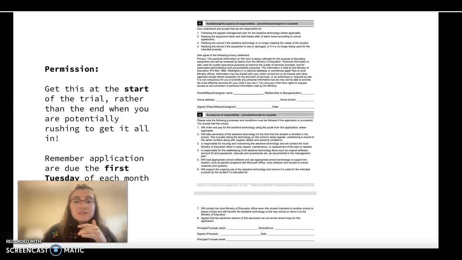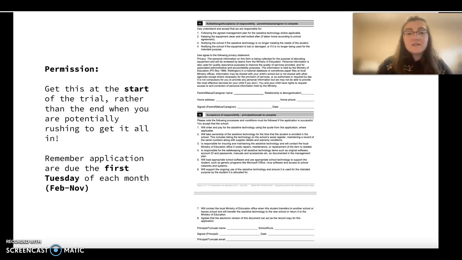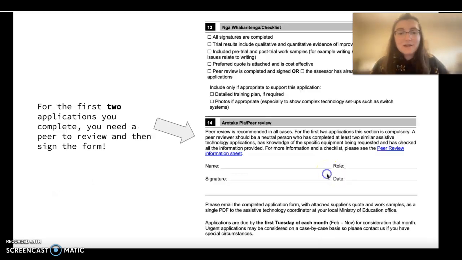So permission, you also need to get these permission slips. I try and get these done in the middle of the trial or at the beginning, because otherwise it comes to the last day and you actually need parental permission, you need principal permission, and then these applications are always due on the first Tuesday of each month between February and November. So November is the last month you can do it. So make sure you get your permission slips done, because I've been caught before where I've only had 2 days to get my permission slip and run around like a headless chicken.